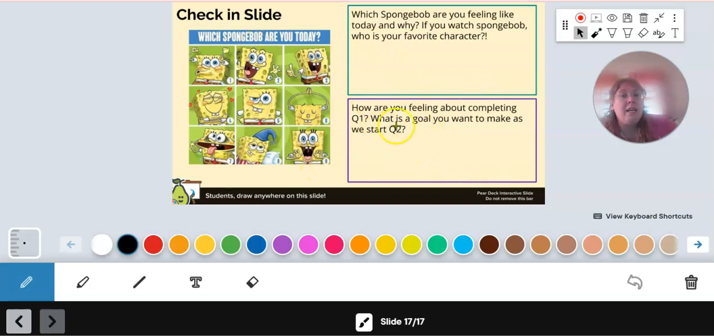Which SpongeBob are you feeling today? How are you feeling about completing quarter 1? And what's a goal that you want as we start quarter 2?